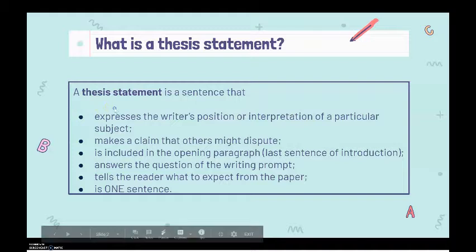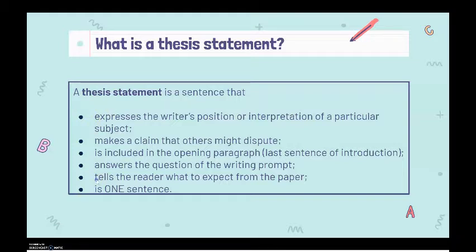Well, I've given you several items right here that we can go over. A thesis statement is the sentence that expresses your position on a particular subject. You guys are writers in a language arts class, and so your thesis statement is going to tell the reader your interpretation of something. This is where you make a claim that somebody else might dispute. They might not necessarily agree with you, but it's your opinion.